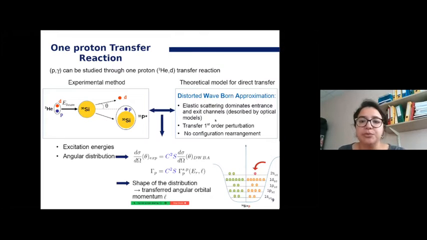From the comparison between the theoretical and experimental angular distribution, we deduce the spectroscopic factor, which describes how close the configuration is to a single particle description, as shown in this scheme, and helps us compute the proton width. The transferred angular momentum L is deduced from the shape of the angular distribution, as we will see.